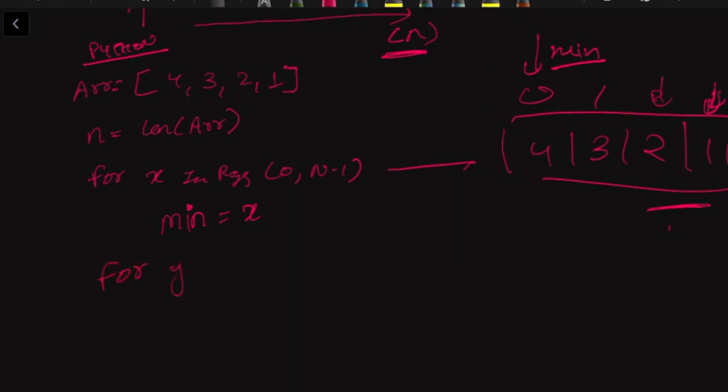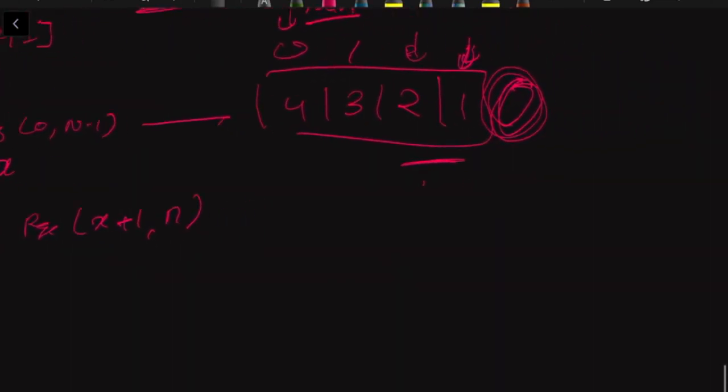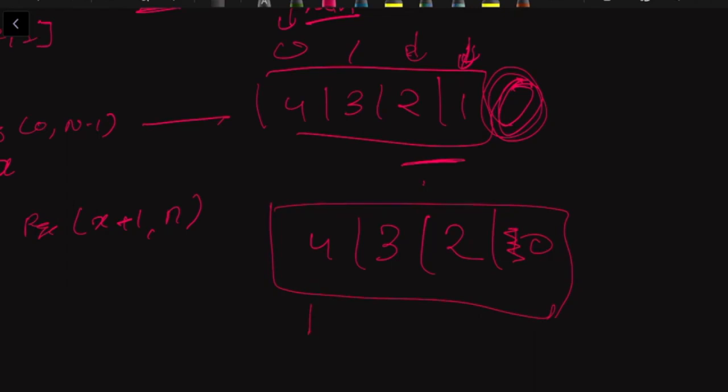For y in range, we'll go from x plus 1 to n. Let me write it over here for better understanding. Okay, 3 2 1 0. So our x is here and y will be here. Our x will go till here, but y will go till here.